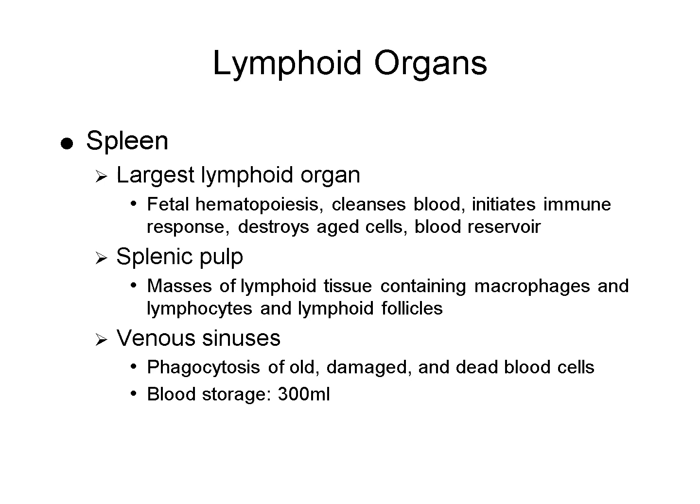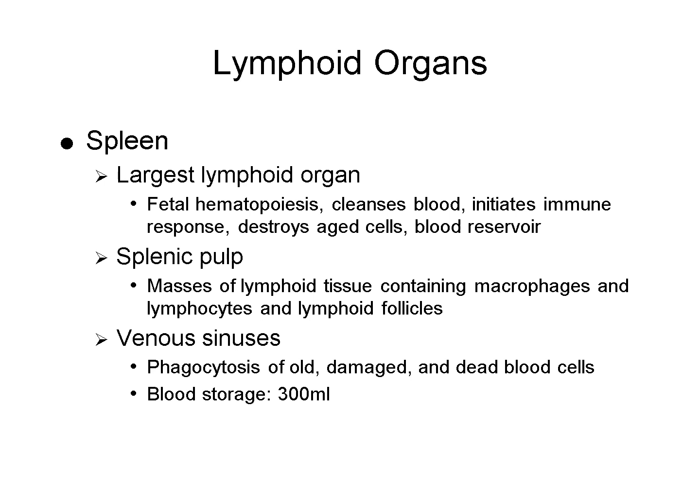The spleen is the largest lymphoid organ in the body. During fetal development, it plays an important role in blood formation, known as hematopoiesis. In adults, the spleen filters and cleanses the blood, initiates immune responses, and removes aged or damaged blood cells. It also serves as a reservoir, storing approximately 300 milliliters of blood.